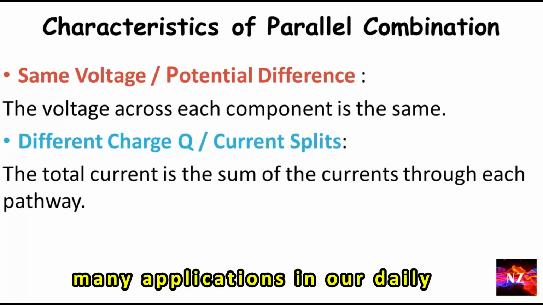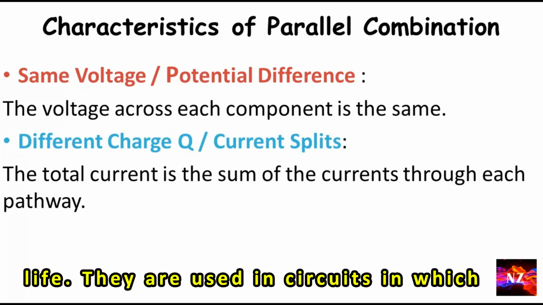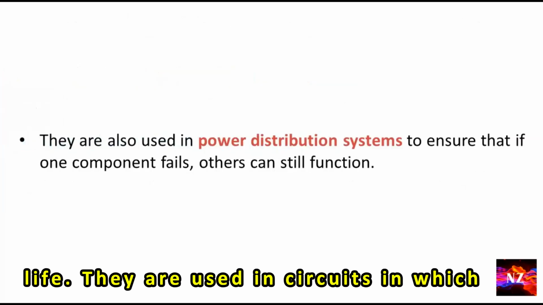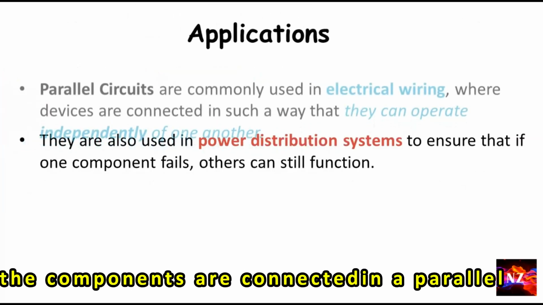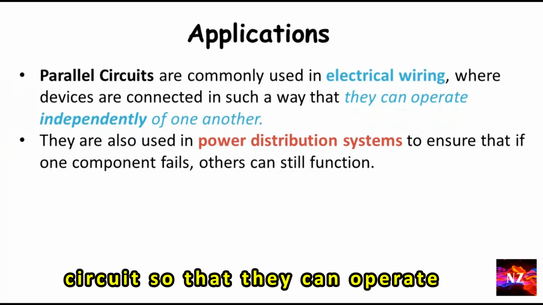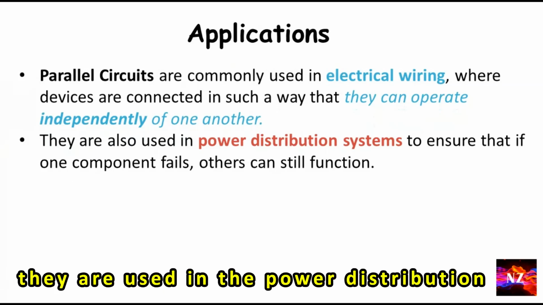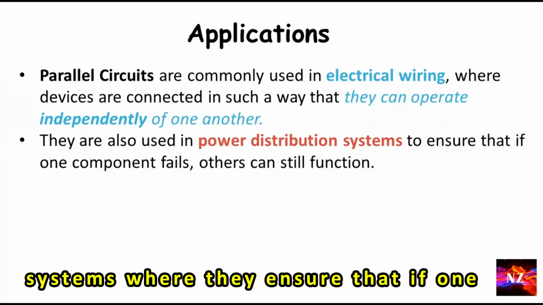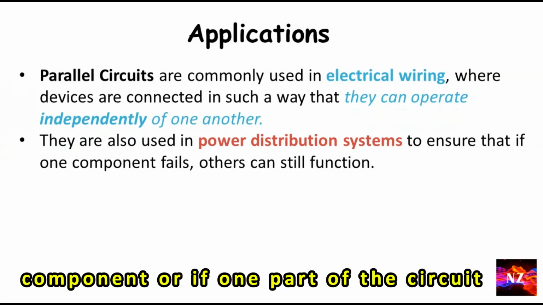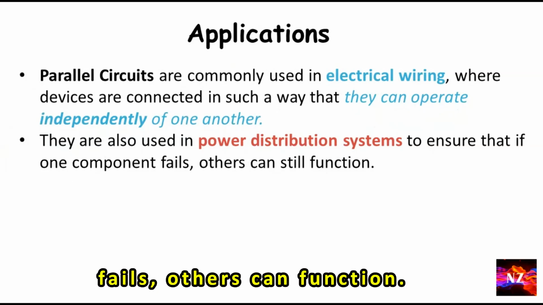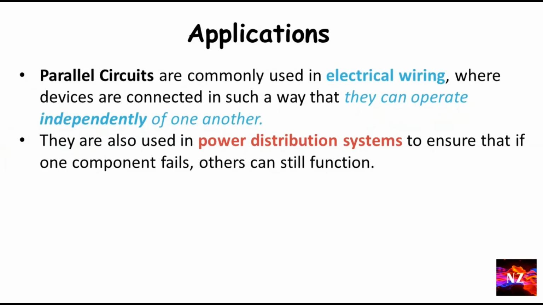Parallel combination of circuits have many applications in our daily life. They are used in circuits in which the components are connected in a parallel circuit so that they can operate independently of each other. Furthermore, they are used in the power distribution systems where they ensure that if one component or if one part of the circuit fails, others can function.